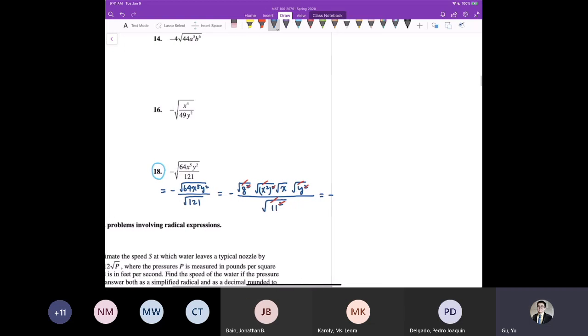On the top, we have 8, and then we have x squared. We have y. Those are the outside ones. And we still have an inside one, which is right here. This is the irrational part. You cannot simplify this, so I usually put that at the end. You have radical x right there. Over the denominator is 11. So this will be your answer to number 18. Any question about number 18?